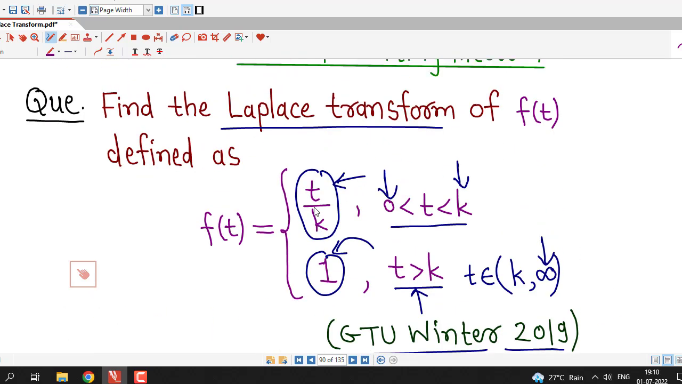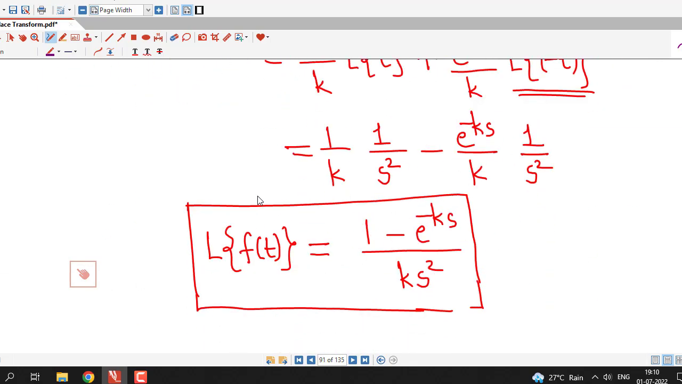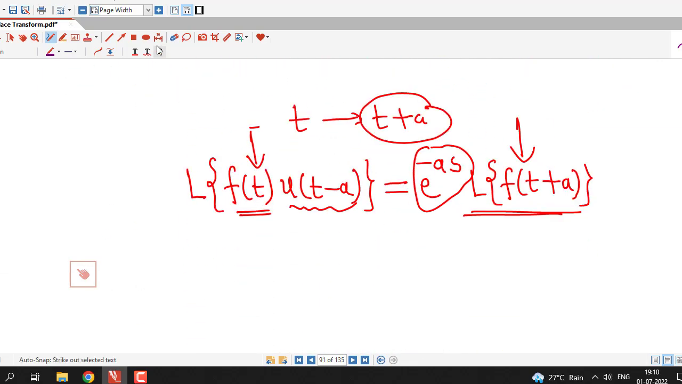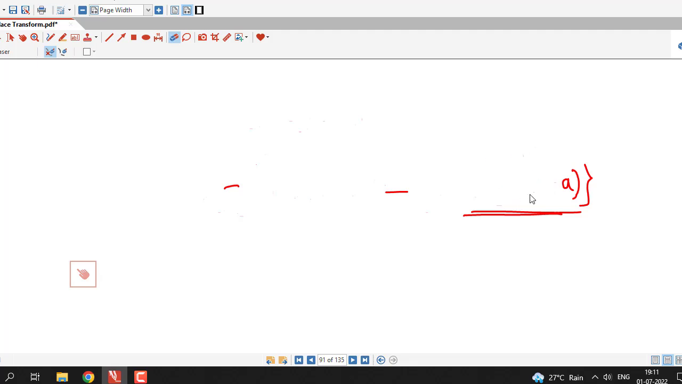Here nothing is specified. They have not specified that either use the definition or the unit step function to obtain the Laplace transform. So you can apply the definition, or you can use the second shifting theorem together with the unit step function to obtain the Laplace transform. For our surety, we are doing this same problem using the definition of Laplace transform also, and we will check whether the answers are the same or not.